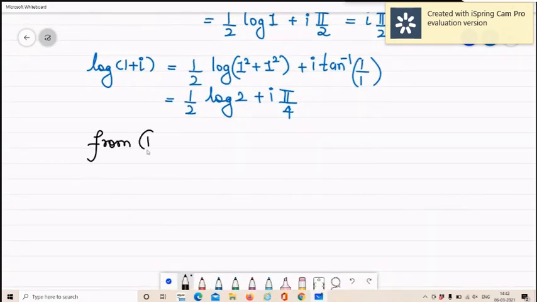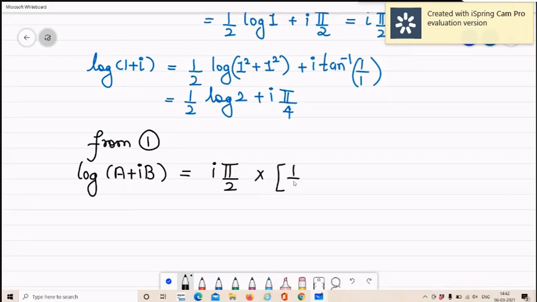So from 1, on the left-hand side, I told you we will not apply the formula there. Why? I repeat, why are we not doing that? Because I require the A plus B formula. I require the A and B there. Log I substituted into half log 2 plus I pi by 4.